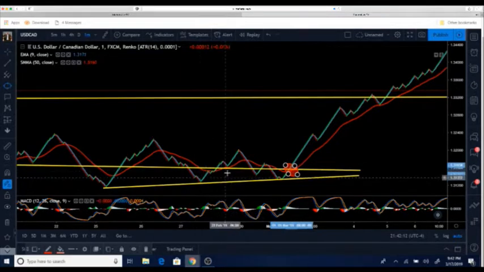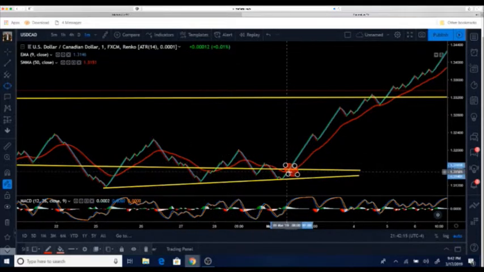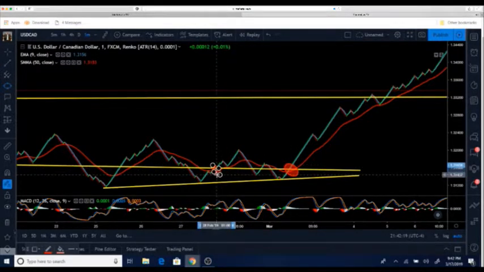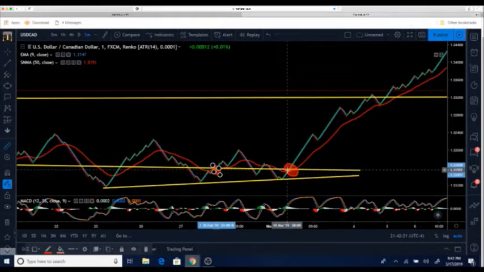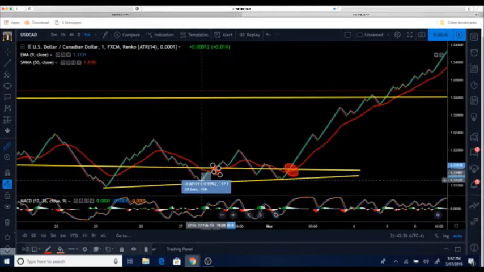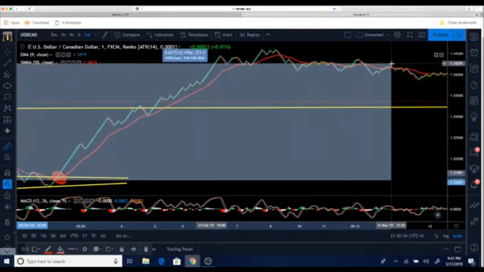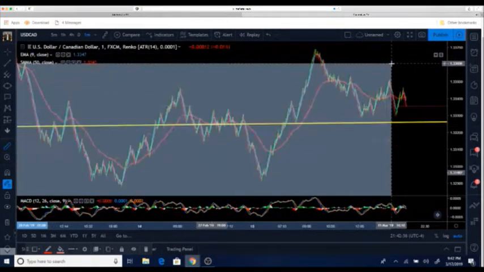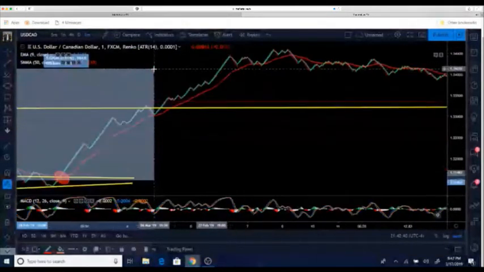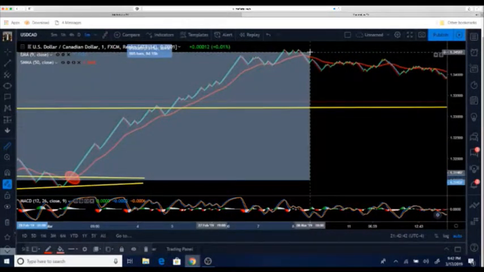I got my entry in pretty much two places, right? From right here and from right here. And check this out. I have a stop loss of no more than 17 pips. 17 pips here, 17 pips there. And your move all the way to the upside of 300 pips.